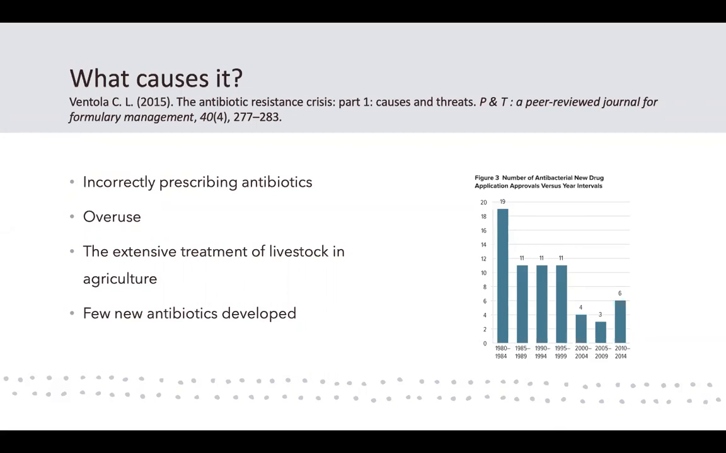Another thing I talked about previously is that few new antibiotics are being developed. If you look at the figure on the right, it shows the number of antibacterial new drug application approvals. You can see there's been a significant decline over time of new antibiotics that are being discovered or approved. Like I said before, this is a problem because we're not coming up with new ways to treat these infections that are resistant to antibiotics.